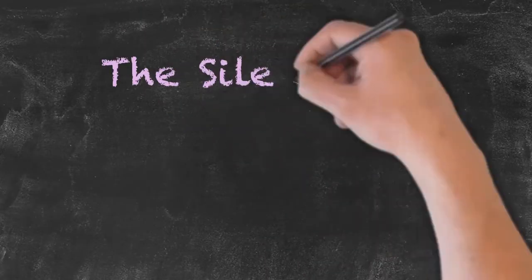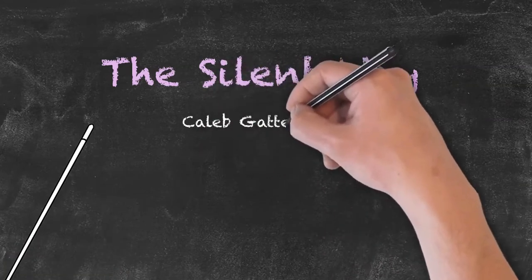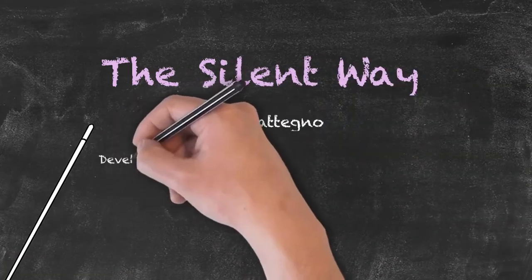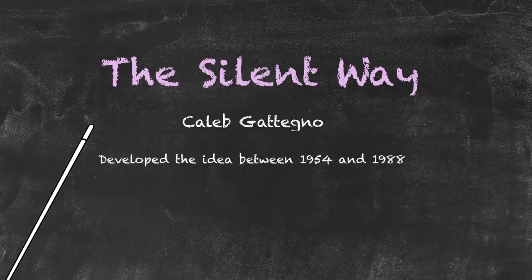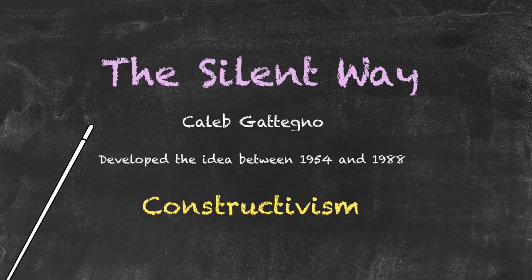Our next methodology is called the silent way, and it's accredited to Caleb Gattegno. This particular methodology moved on from the behaviourist stimulus response to what's called a theory of constructivism. And this constructivist approach was very, very different, very radical to anything that had been tried before.